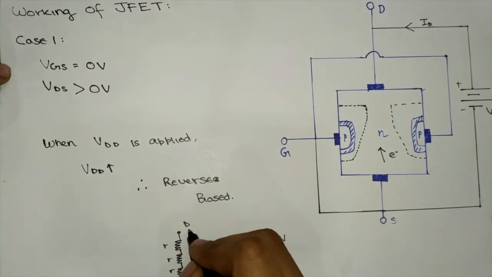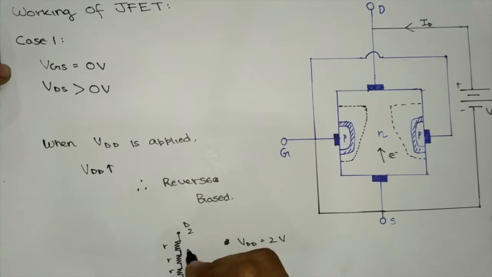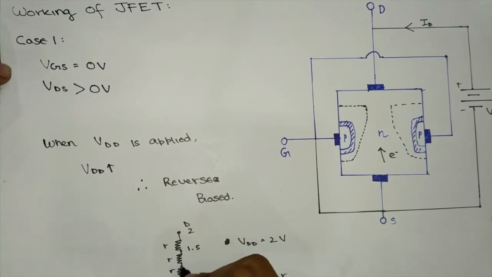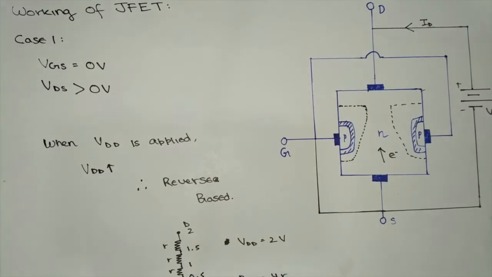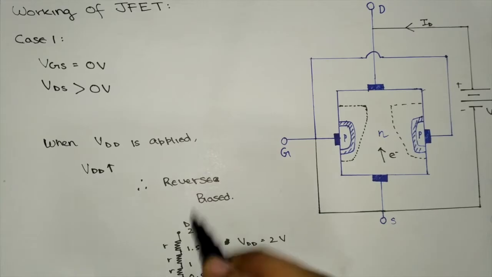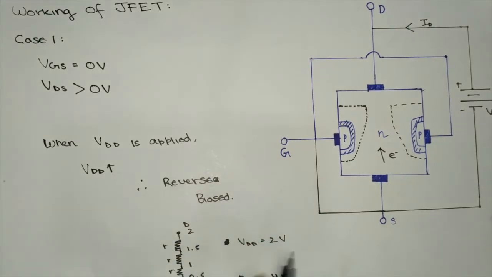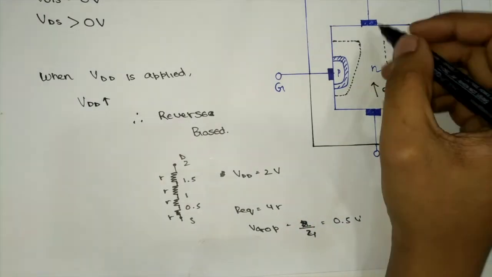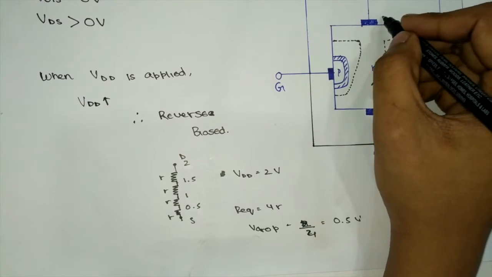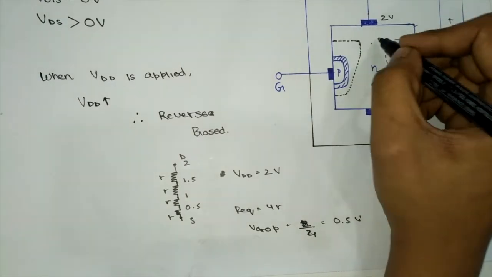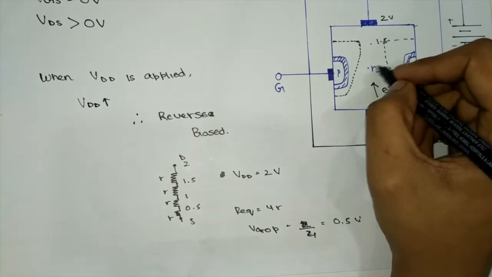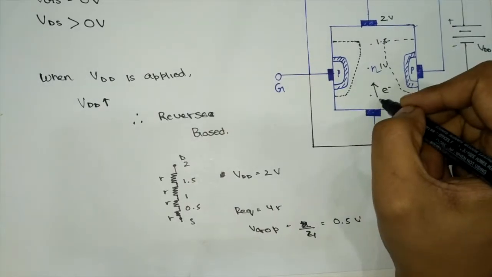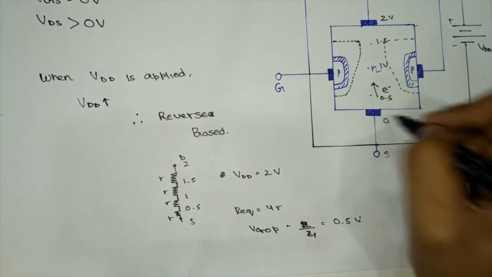So, if the potential at D is equal to 2 volts, it would be 1.5 volts after one resistance. It would be 1 volt after the second resistance, and after the third resistance it would be 0.5, and after the fourth resistance it would become 0. Since the potential between VD and VS is equal to 2 volts, in this N channel we can write it as 2 volts. It would be 1.5 volts here, 1 volt here, 0.5 volts here, and 0 here.